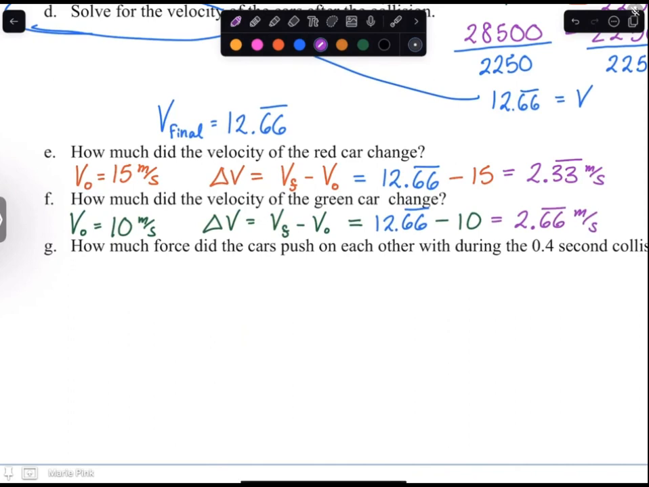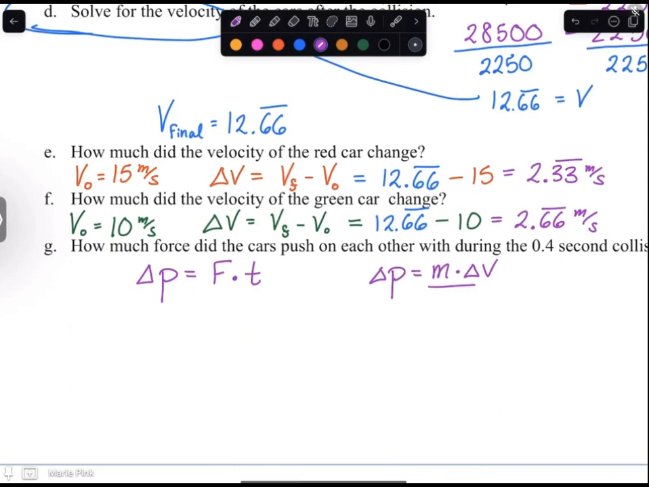Cool. All right, so for the last part, it says, how much force did the cars push on each other with during the 0.4 second collision? Well, you already know from the first problem that your change in momentum is equal to force times time, or your impulse. But we don't have the change in momentum for this one. So instead, we're going to remember that the change in momentum is equal to mass times how much your velocity changes, because the mass of the car is not changing during the collision.